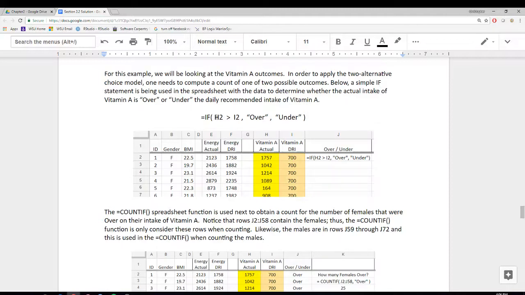If that condition is true, then we're going to identify or label that row or person as over. If that's not true, we're going to identify that person as being under their daily recommended intake. So this simple statement here will allow us to real quickly go through all the people in our study and identify whether or not they were over or under their daily recommended intake.